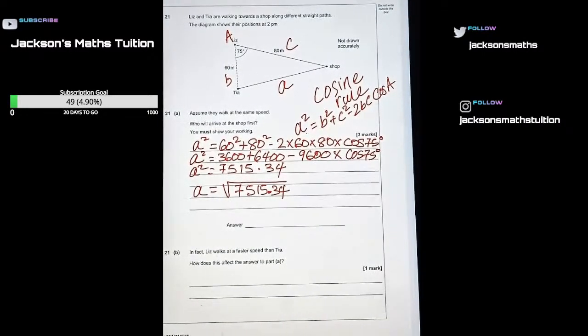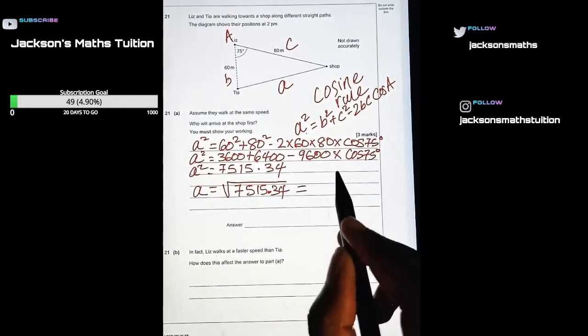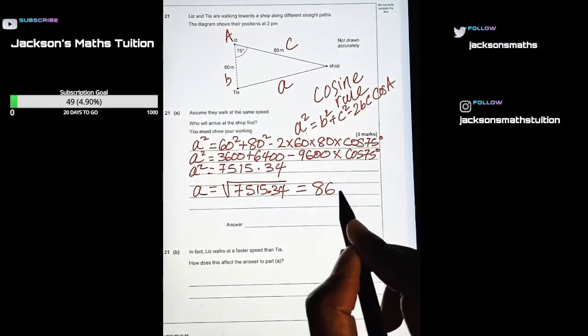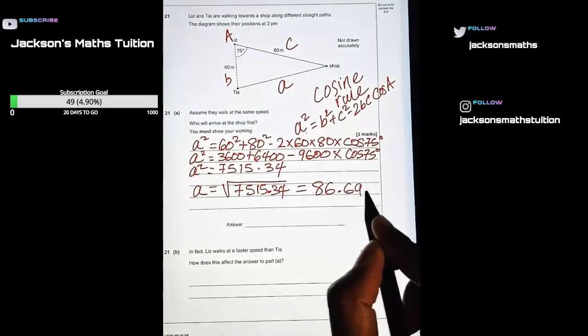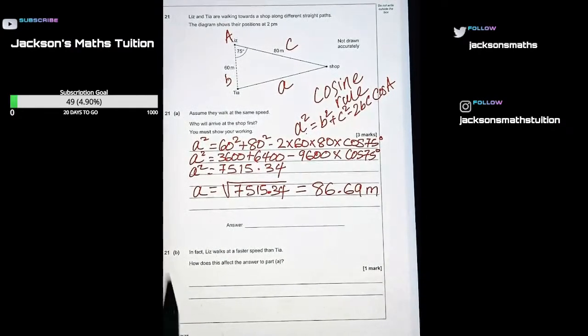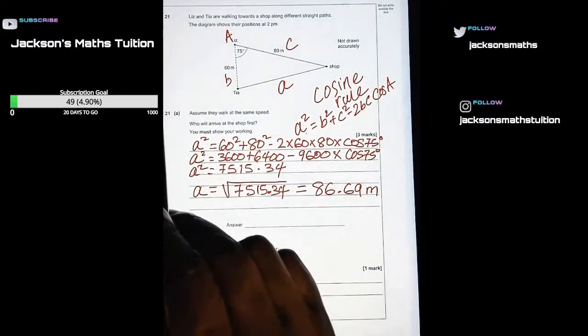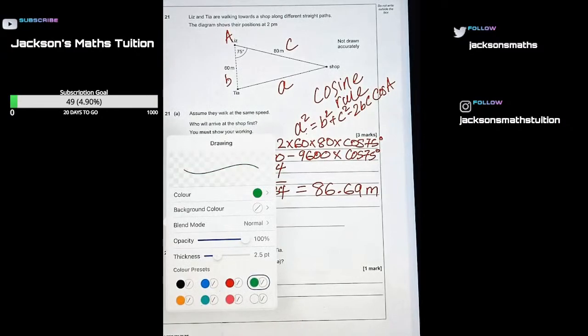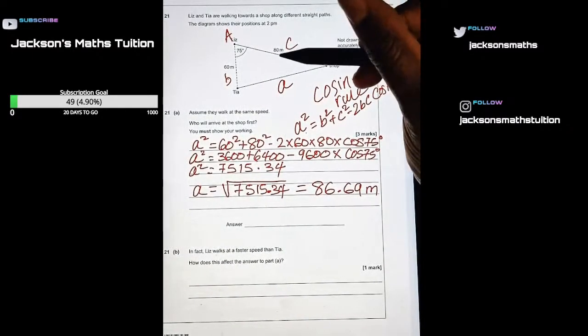Put that in the calculator and that should give you 86.69 meters. So it means Tia is walking 86.69 meters to the shop.